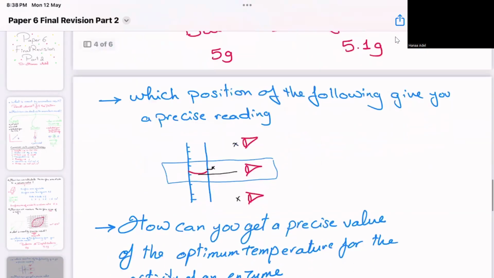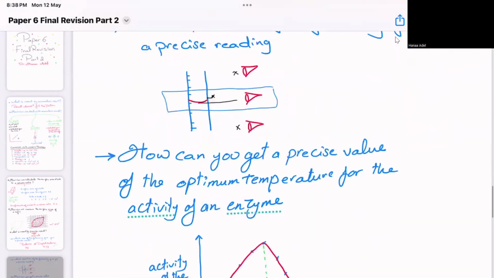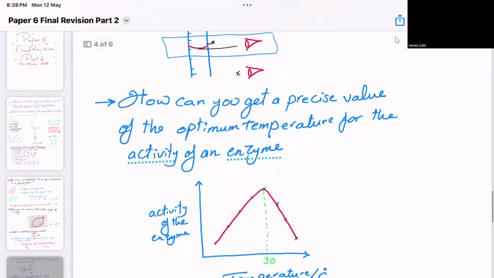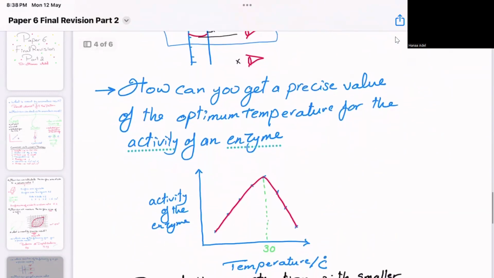How can we get the precise value of the optimum temperature for the activity of an enzyme? So if we have this graph, and after plotting the points, we know that the optimum temperature for the activity of the enzyme is 30 degrees Celsius from the graph, that's right. Are you sure? I don't know, because we just took the intervals 10, 20, 30, 40. How can we get a precise value of the optimum temperature for the activity of an enzyme?